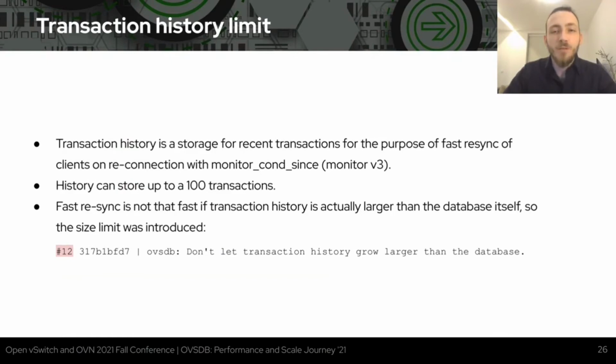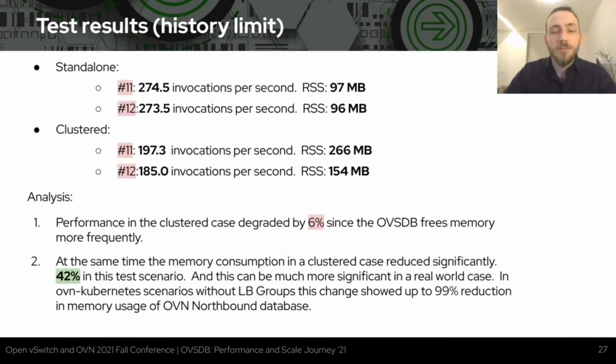Patch number 12 will not let transaction history grow larger than the database by introducing a size limit. Performance went down a bit, just because the OVSDB server now frees the memory more frequently. At the same time, memory consumption was reduced by 42% in this case, and this can be much more significant in a real-world scenario.